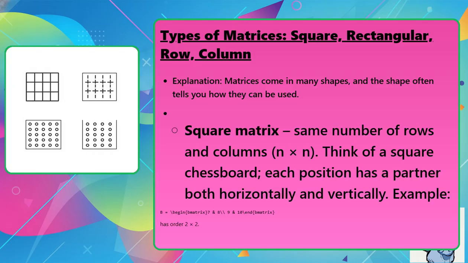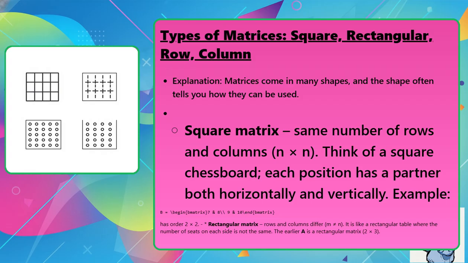Square matrix: same number of rows and columns, n by n. Think of a square chessboard. Each position has a partner both horizontally and vertically. Example: B equals a matrix with entries 7, 8 on the first row and 9, 10 on the second row. It has order 2 by 2. Rectangular matrix: rows and columns differ.